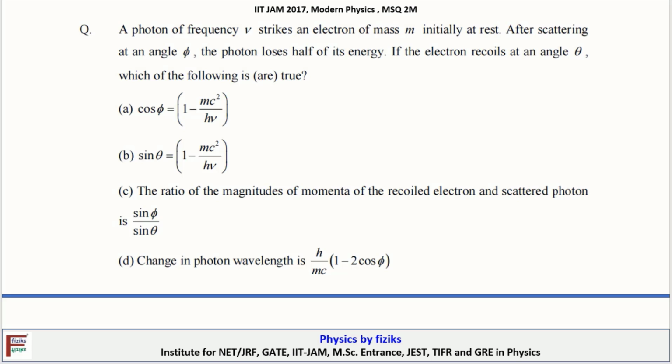A photon of frequency nu strikes an electron of mass m initially at rest. After scattering at an angle phi, the photon loses half of its energy. If the electron recoils at an angle theta, which of the following is or are true?